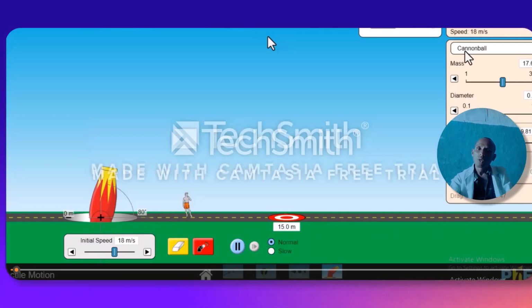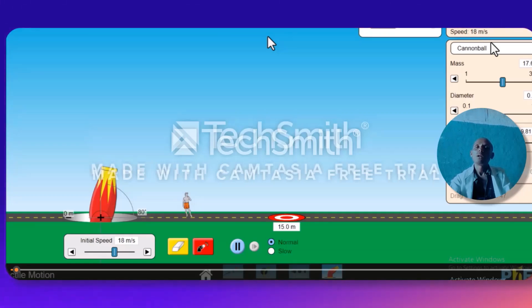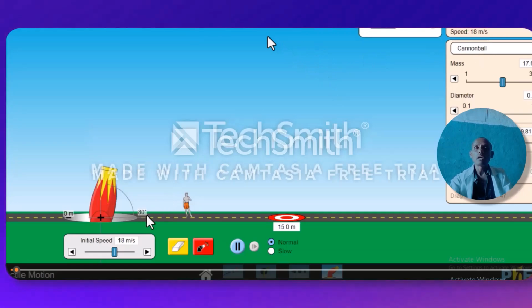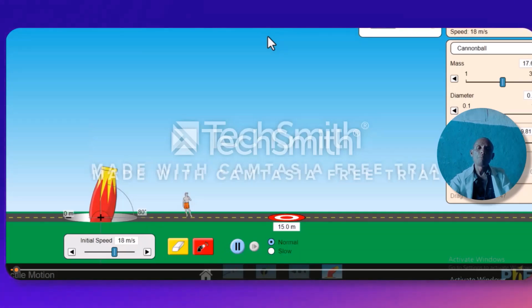Here the height is 0, meaning the launch place is 0 meters above the ground, so the object is launched from the surface of the earth. For the angle of elevation, we can use 80 degrees, and for the speed we can use 18 meters per second or 20 meters per second, and let us see one by one.